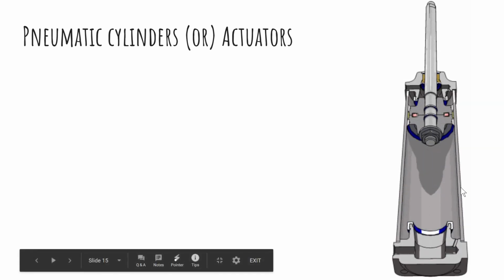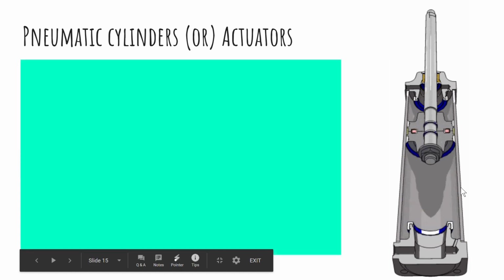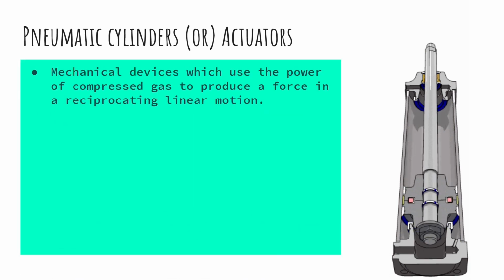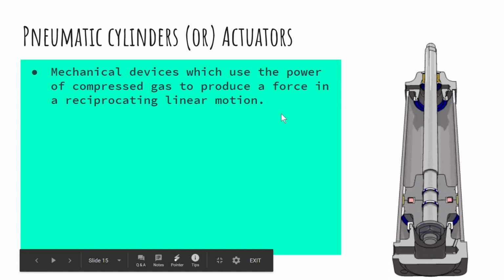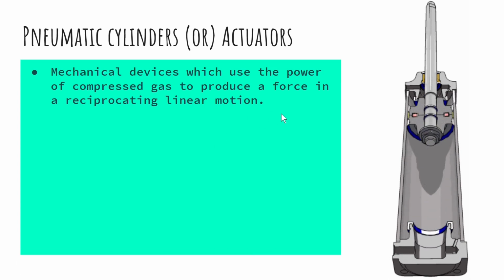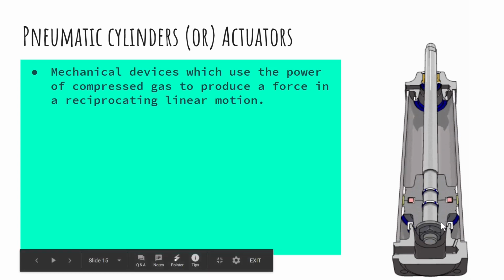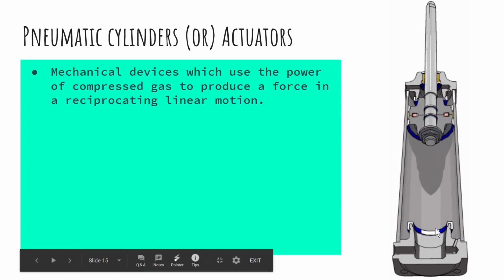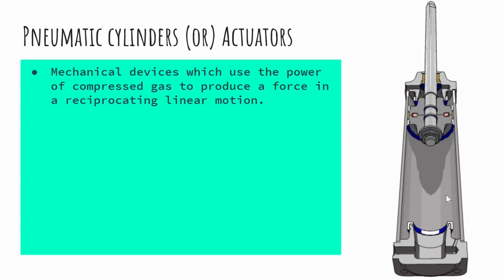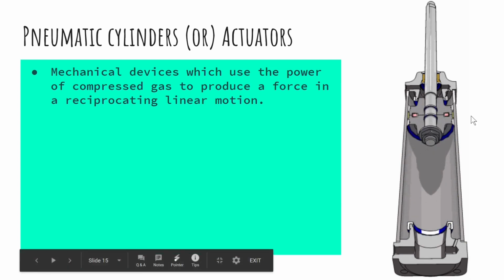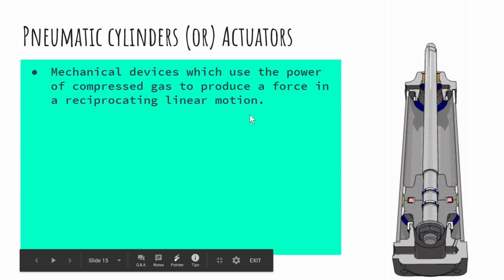This is the diagram of a pneumatic cylinder. These are mechanical devices which use the power of compressed gas to produce force in reciprocating linear motion. Reciprocating linear motion just means up and down or back and forth linear motion. If we apply compressed gas from this side, the piston moves that way, and when we apply compressed gas from that side, the piston comes back. That's back and forth motion. That's why it's called reciprocating linear motion.